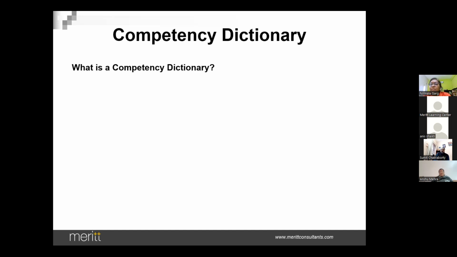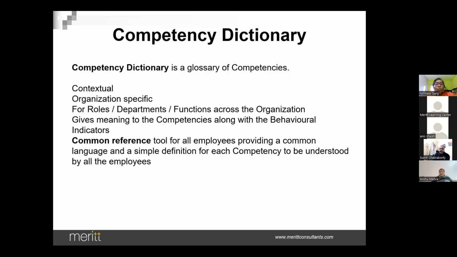With the dictionary, we could find out the meaning of certain competencies. So, identifying the competencies. First of all, people should understand that a competency dictionary is like a glossary.